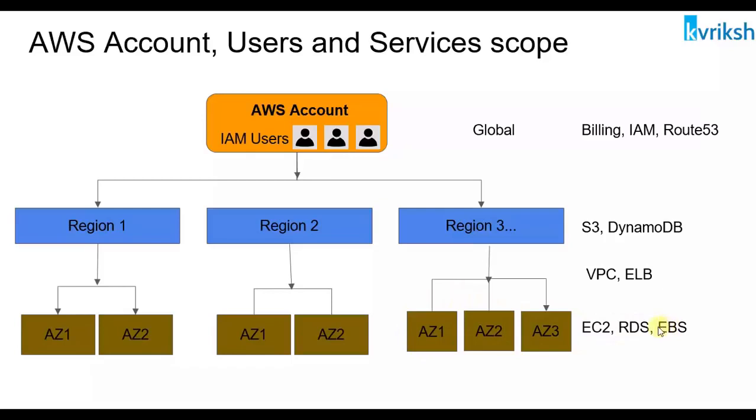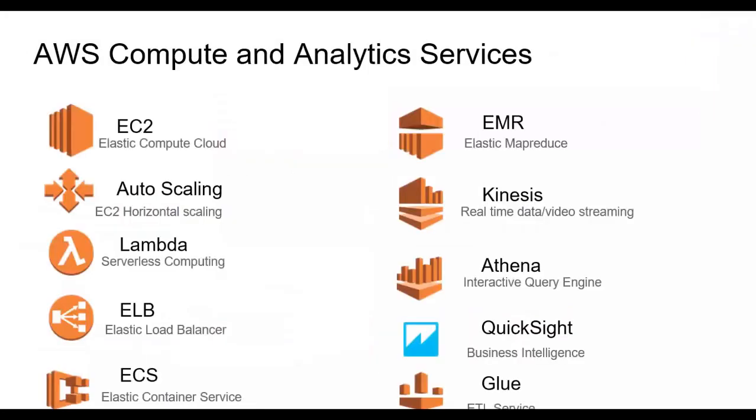So we will see more services, but from this I want you to understand different AWS services work at different levels, and this is a scope where AWS account is a top level entity under which we have AWS regions, and then we have AZs in a given AWS region. Now let's move to AWS services. Now there are so many AWS services.